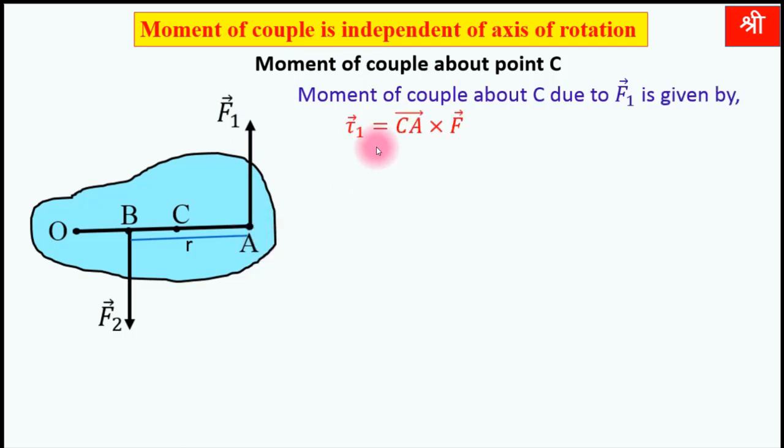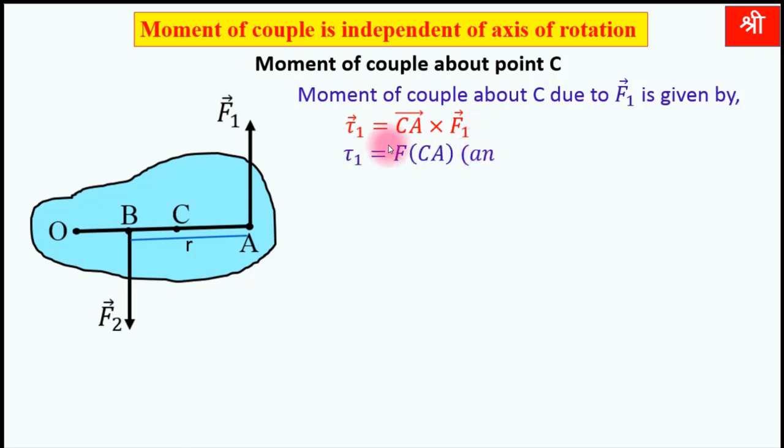tau 1 equal to vector CA. We have to take this distance now because the axis of rotation is passing through point C and F1 is acting at point A. So we have to take this distance CA, vector CA, because we are taking this in vector form, cross vector F1.